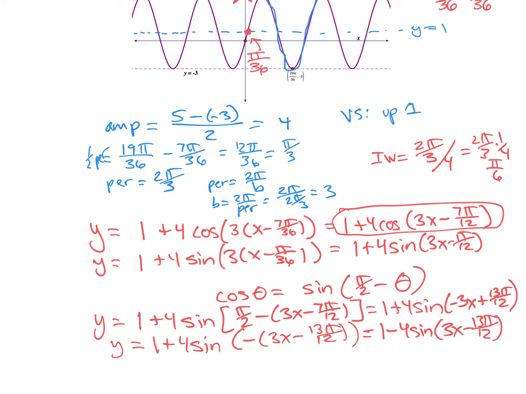So that's another way you could get an equation that's describing this graph of the other trig function. You could use that co-function relationship between sine and cosine.